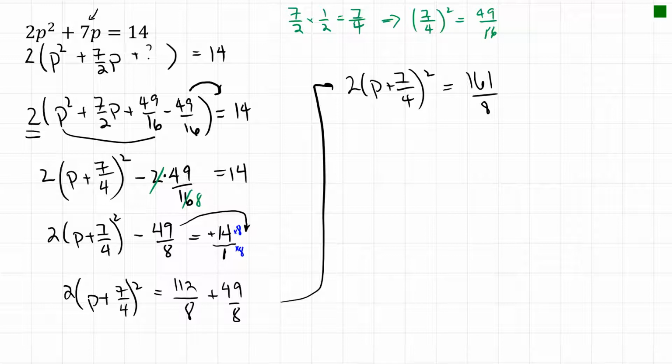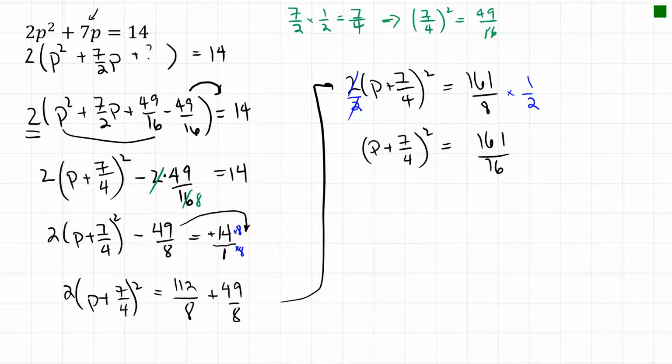So now I'm pretty close to wanting to complete the square. I'm going to divide both sides by 2. So I'm going to divide it here, and I'm going to write it like this on the right side. So dividing by 2 is the same as multiplying by a half. Cancels on the left, and I have p plus 7/4 squared equals 161 over 16.